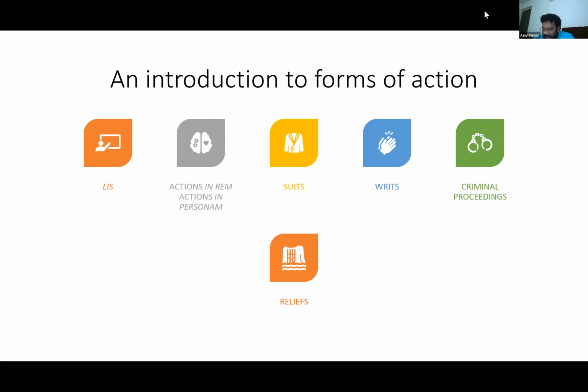Now, obviously, this doesn't apply for PILs, but you need a locus, you need a list, and you need a relief. These are the three things you need to go to court, right? So that's called list. Now, what are actions in rem and actions in personam? These are again Latin words. Rem means against the world. Personam means against a particular person or set of persons.